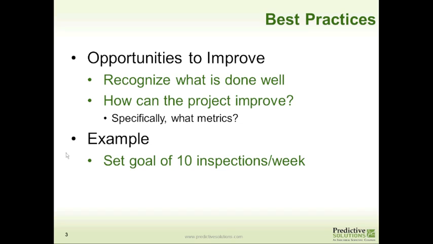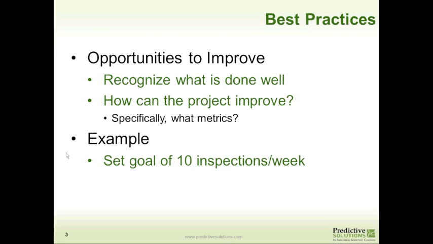So how do we identify opportunities to improve? First, we need to recognize what is done well. We can't just go after the things that we're not doing well. We need to coach to improve. But how can the project improve? Specifically, what metrics? By identifying the individual components, you can identify what are your strengths and what are your weaknesses. You can then set goals to change these going forward.